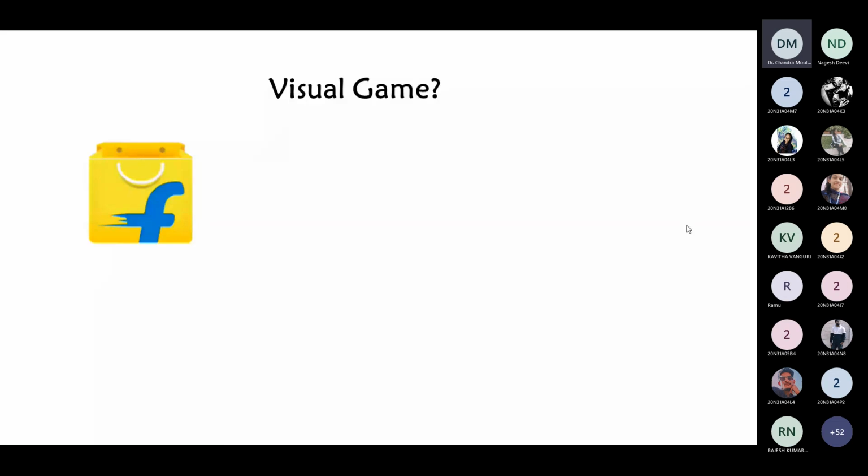The second logo. Can anyone tell me? I think most of the girls use this. Of course, boys as well. First come, first serve. Come on. Meesho. Exactly. Okay. So what is the unique selling point of Meesho? Can anyone tell me?